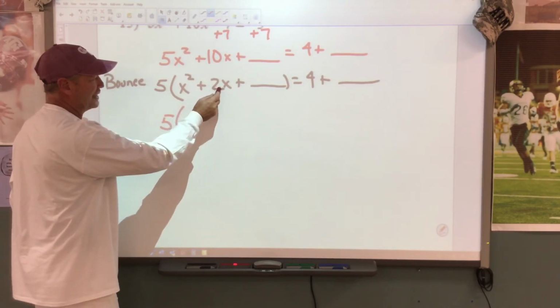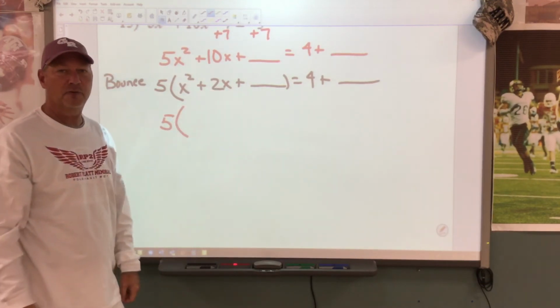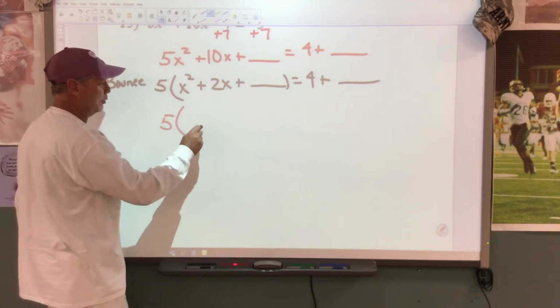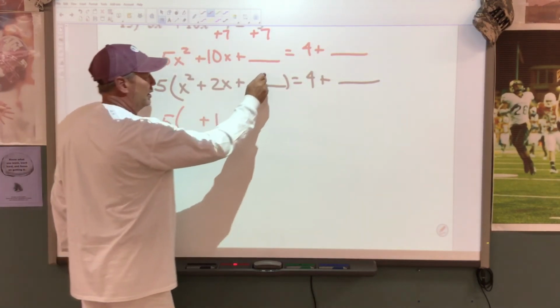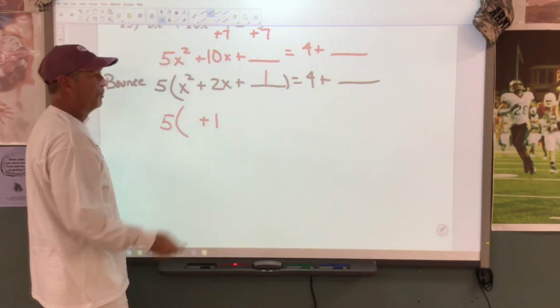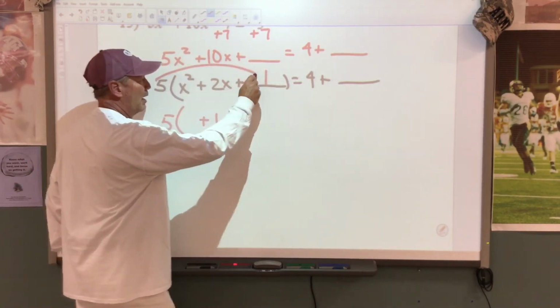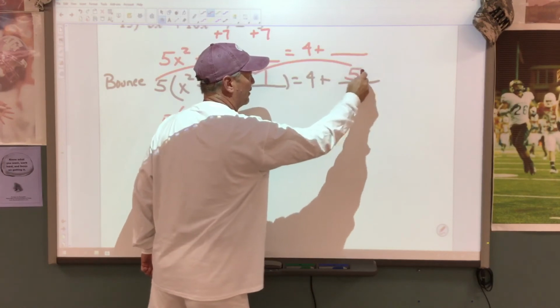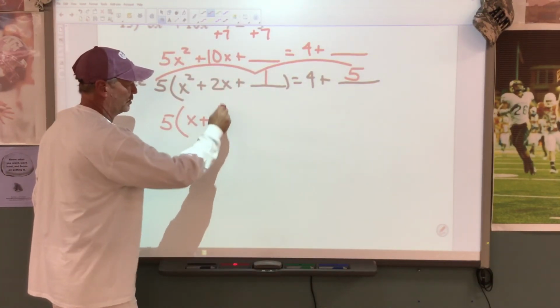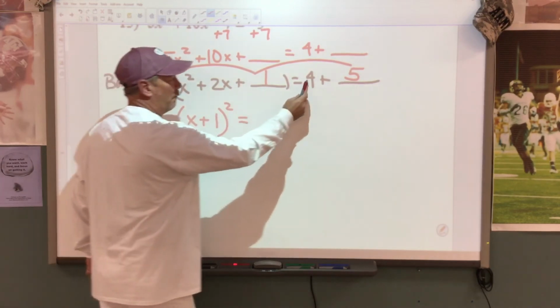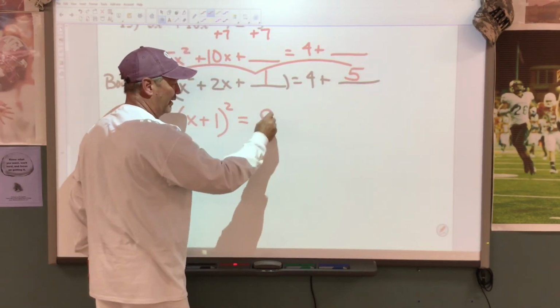And we're going to ask you to take half. What is half of 2? Half of 2 is 1. 1 squared is 1. But we bounce it. 5 times 1 is 5. Finish this out: x plus 1 in parentheses squared equals 4 plus 5, which is 9.